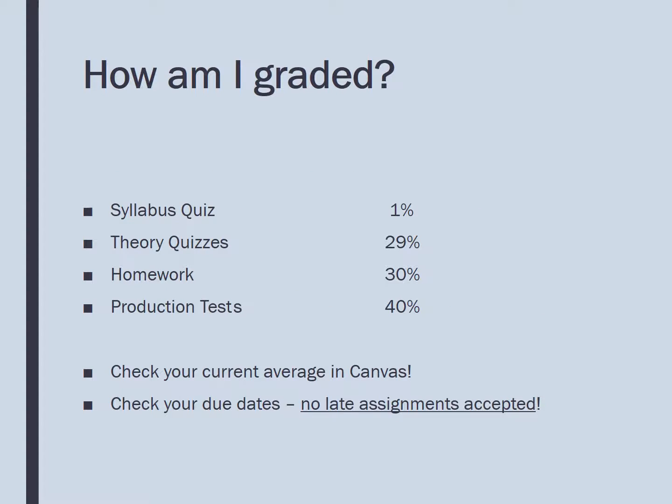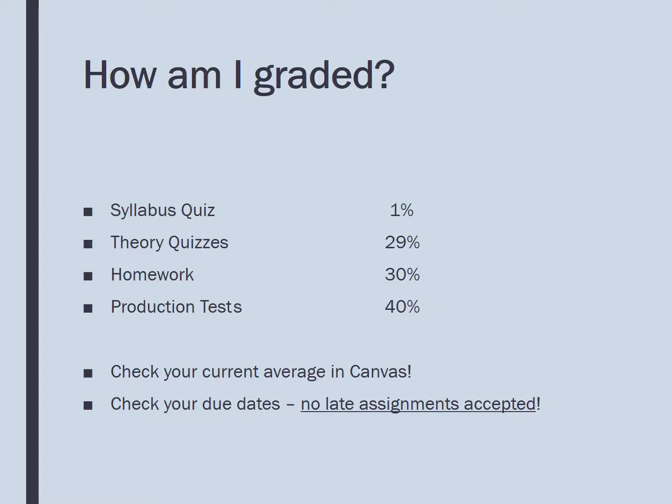You're probably wondering, how am I graded after all of these assignments that we're talking about? Because we have your quizzes, we have your homework, we have your production tests. You can see the percentages laid out in this slide. The biggest kicker is your production tests, 40% of your grade.